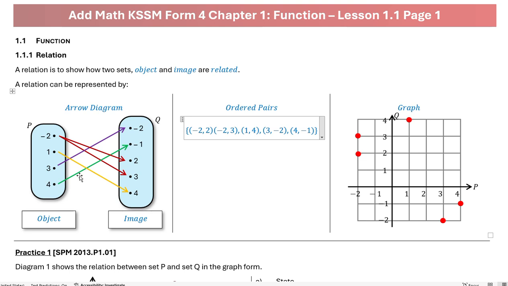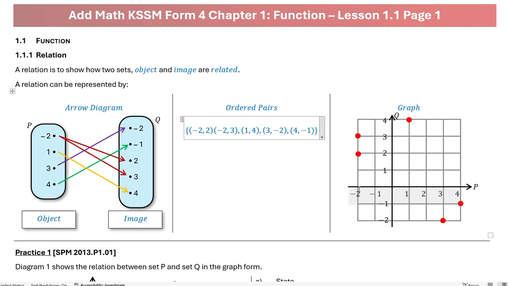How many arrows do we have here? 1, 2, 3, 4, 5. That's why we got 5 pairs. And the third way to represent a relation is using a graph.